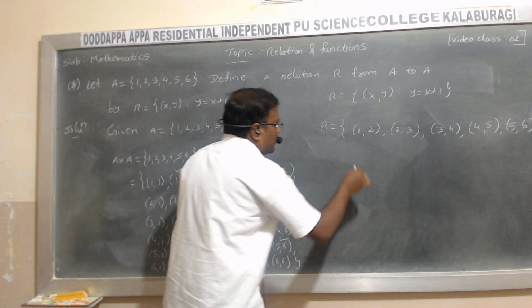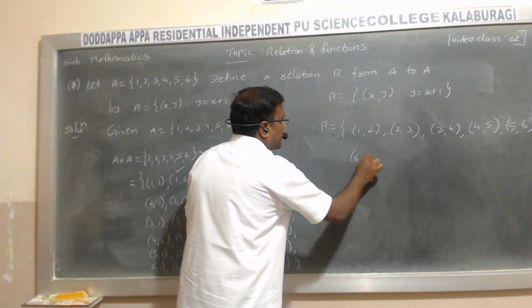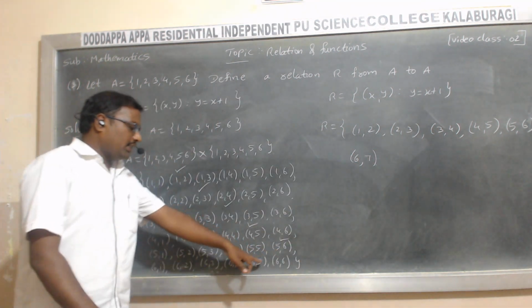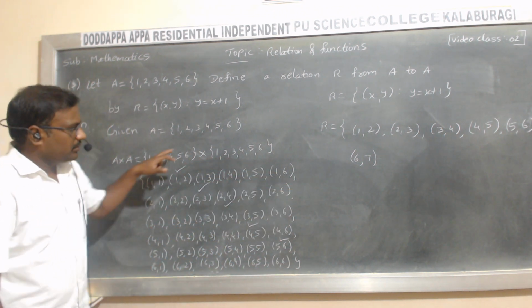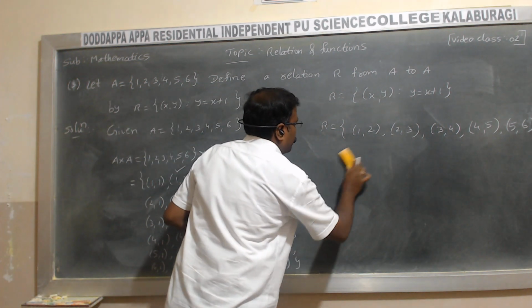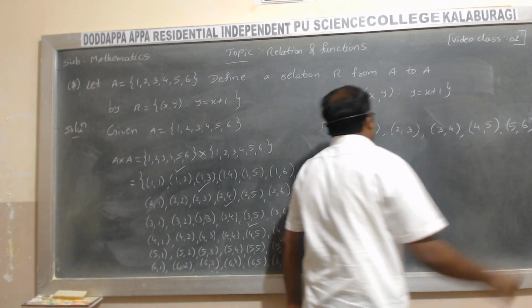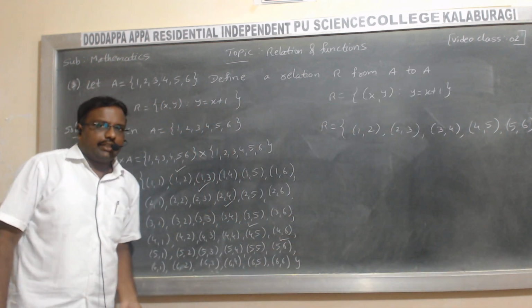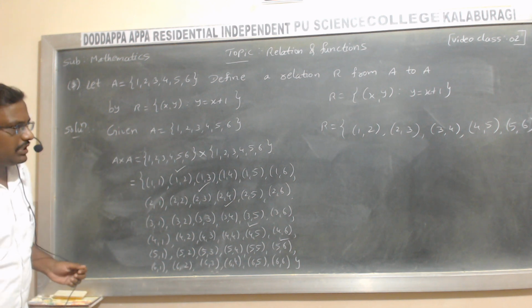If you put x is equal to 6, what is the value? 7. 6 comma 7 is not there in the Cartesian product. So you can stop there only. So we get the answer 1 comma 2, 2 comma 3, 3 comma 4, 4 comma 5, 5 comma 6.